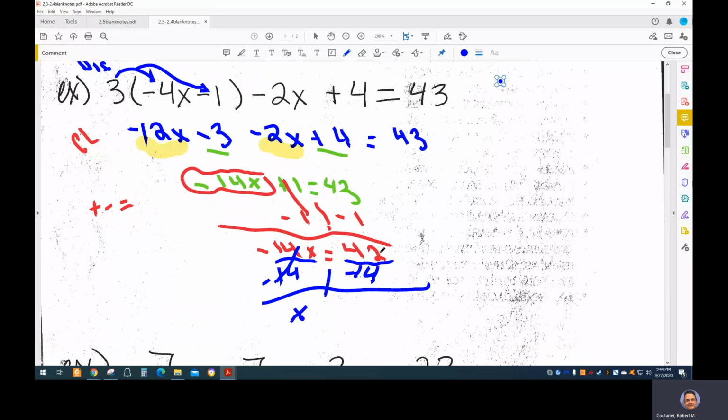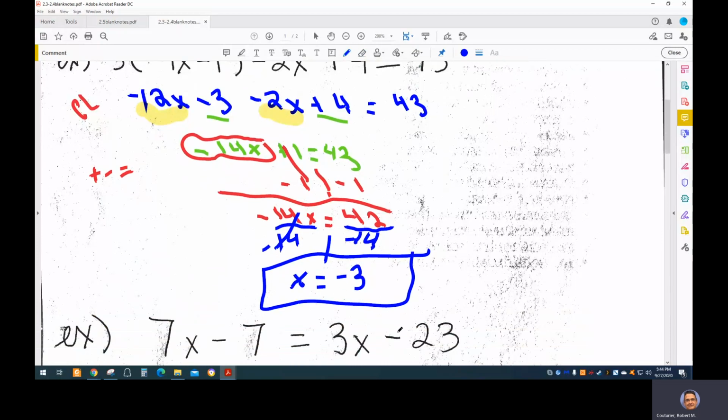And here we go, 42 divided by negative 14. 14 times 3 is 42, so you get a negative 3. X equals negative 3. We could check this, guys. You have the ability to take this number in, plug it in, check. You'll get your answer.